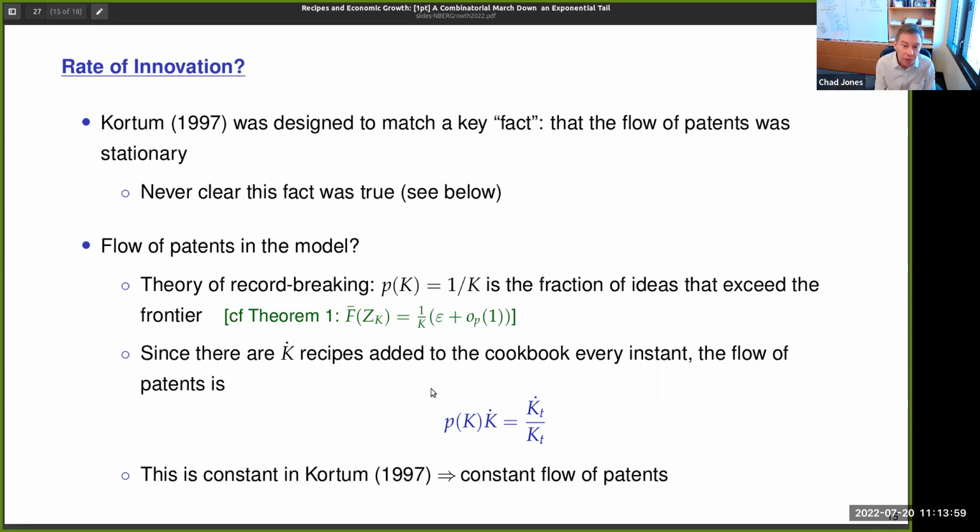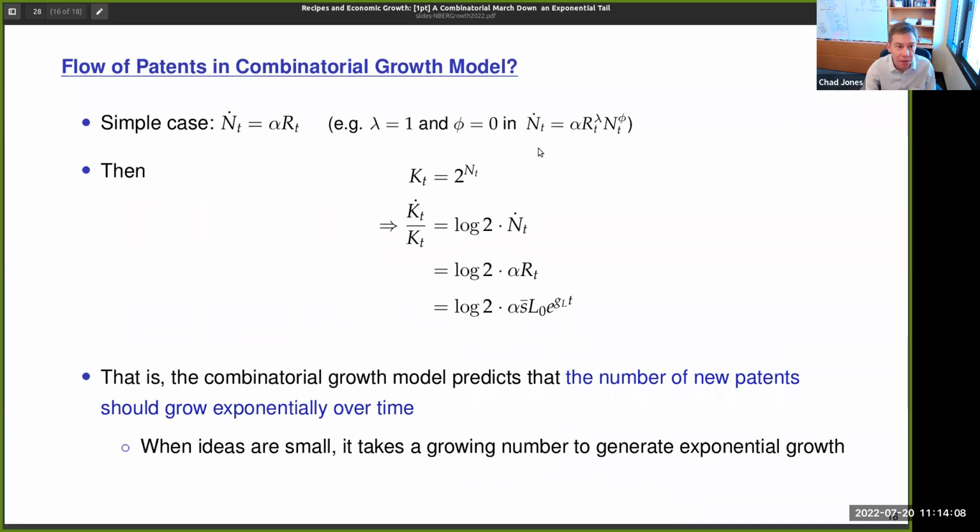And in Kortum's paper, the growth rate of k was a constant. So he has a constant number of new ideas that exceed the frontier. So that's the prediction of the Pareto model. It turns out the combinatorial growth model leads to much faster growth in the flow of new patents, right?